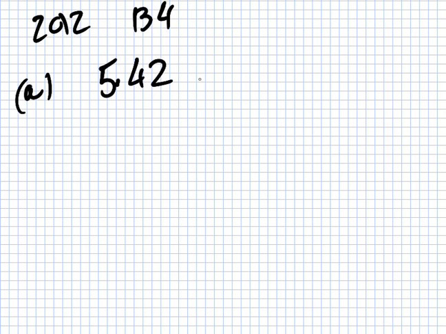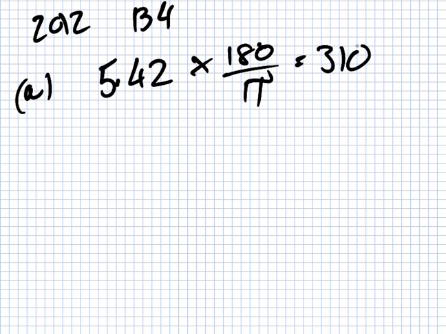2012 B4 A. Convert 5.42 radians into degrees, so we just have to multiply this by 180 over pi and we're done. 5.42 times 180 divided by pi, 310.5 degrees.